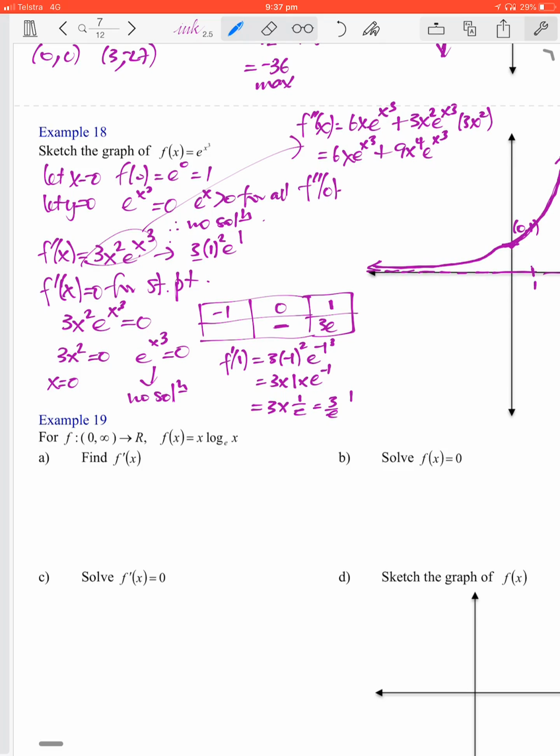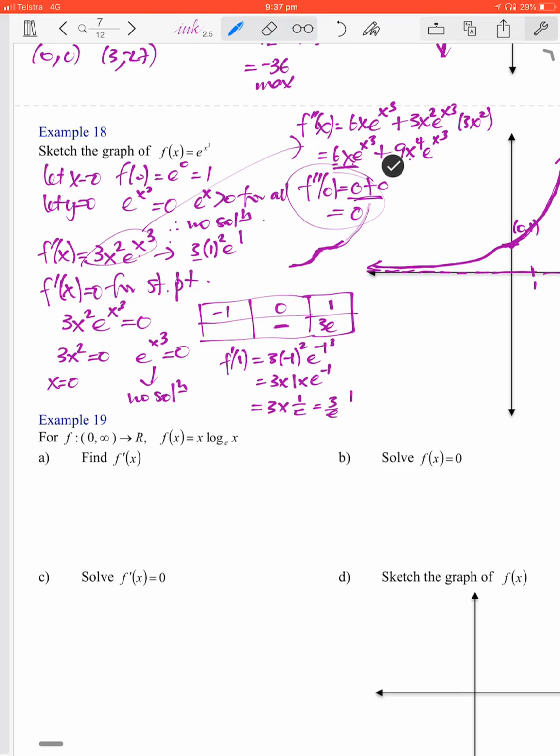F double dash of 0, if I put 0 into this, 6 times 0 is 0, 9 times 0 is 0, so our second derivative equals 0. So that means that it is a point of inflection. Because our second derivative equals 0, it goes up, it'll flatten out at that point. This is an exaggeration, by the way. Flattens out, and then it goes back up again.